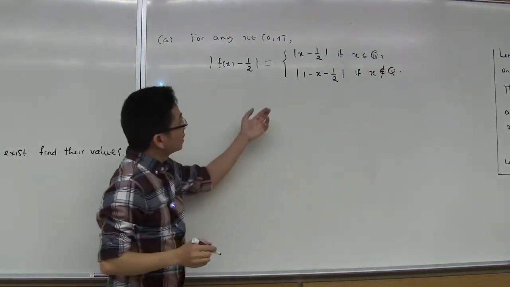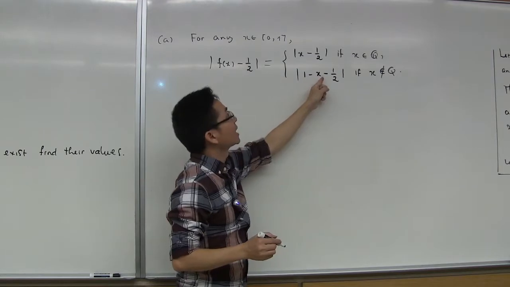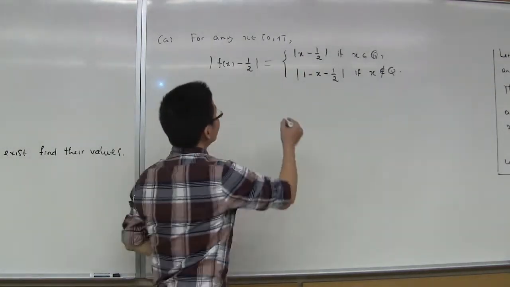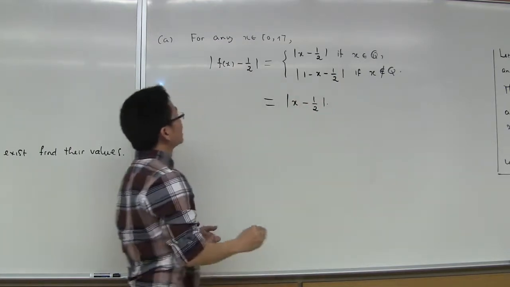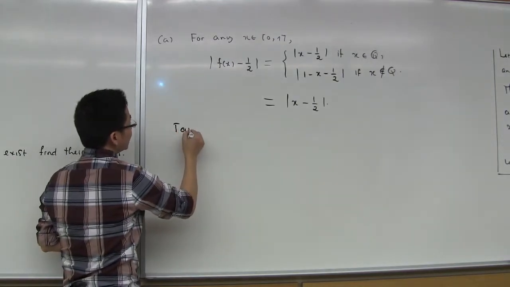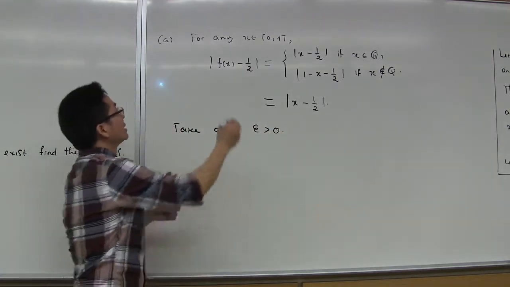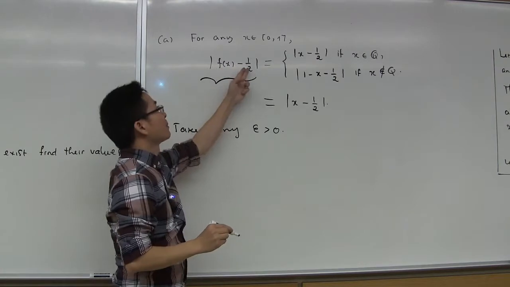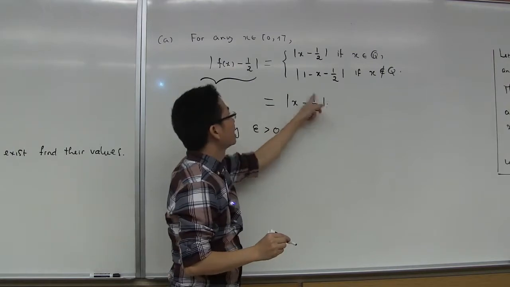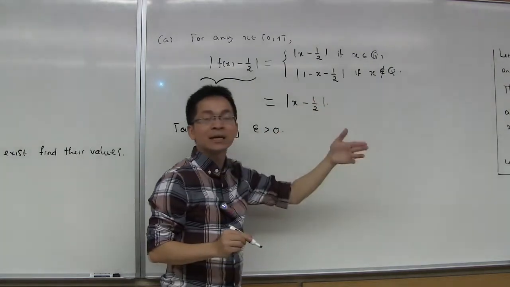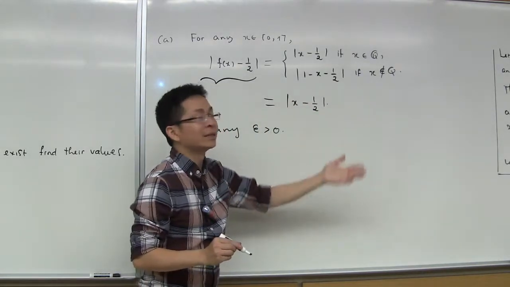Okay, but over here 1 minus x minus 1/2 is 1/2 minus x, so it is exactly this. So in general, this is equal to the absolute value of x minus 1/2. Okay, so now we're going to take any epsilon greater than 0. In order that the absolute value of f of x minus 1/2 is less than epsilon, we only need to make sure that the absolute value of x minus 1/2 here is less than epsilon as well. So we can let delta be epsilon and then apply the definition of limit.